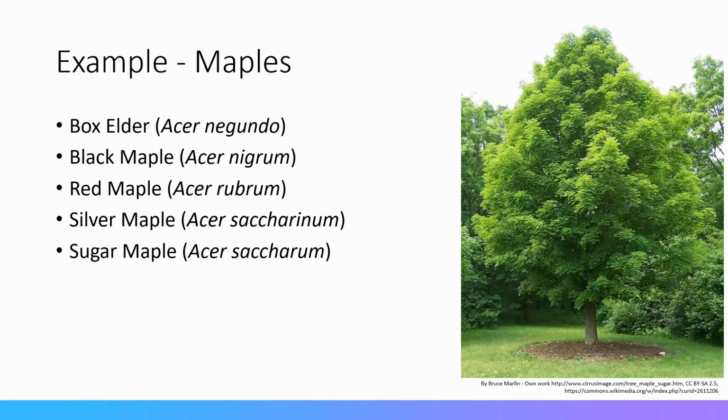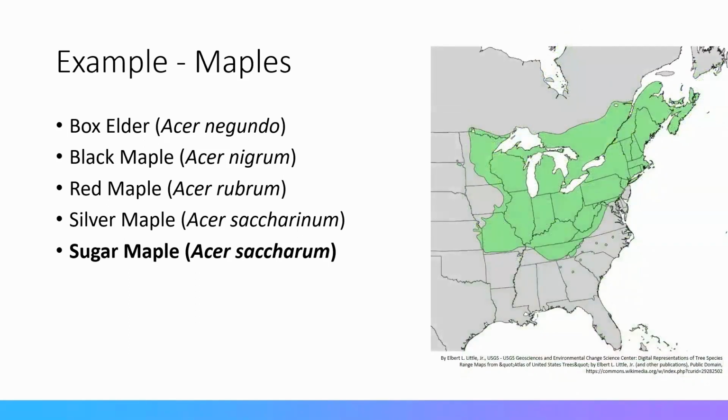Another example here. So here we've got maples. These are maples that are native to Illinois. A wide variety of different maples we can find here. So first off, sugar maple. That's the maple we have here. It's what's commonly tapped to get maple syrup. You can do that with other maples too, but sugar maple has a higher sugar content in its sap. You can see here it is native to all of Illinois. So this would be a native plant anywhere in Illinois.